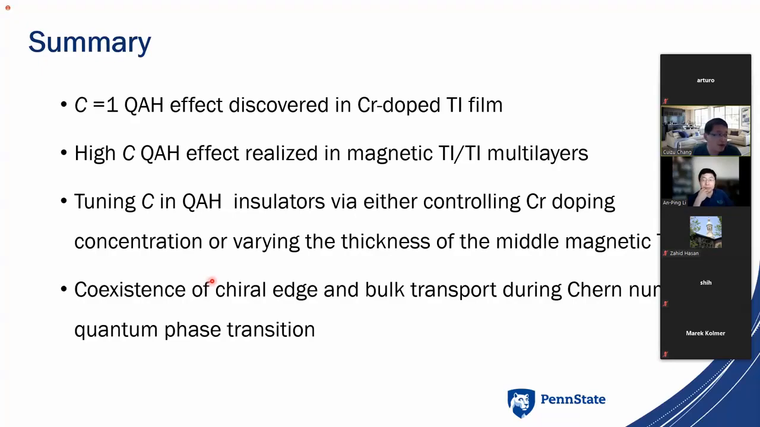So we were the first to realize the quantum anomalous Hall effect in the chromium doped TI system, and we fabricated the magnetic TI and TI multilayers and realized high Chern numbers. And we tune these Chern numbers by tuning the chromium doping level and the thickness of the middle layers. And by systematically tuning the chromium doping level, we found the Chern number change induced quantum phase transition between the C equals 1 to C equals 2 quantum anomalous Hall insulators.